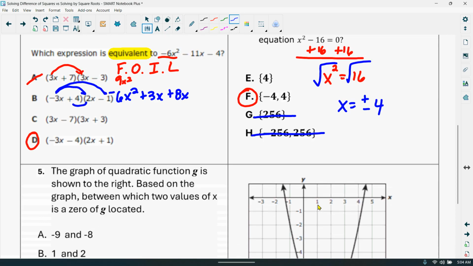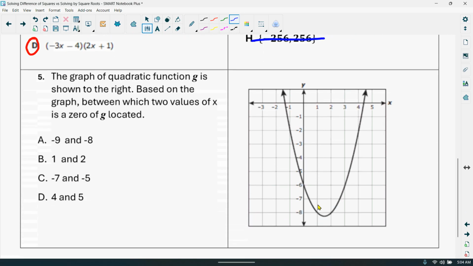All right, and let's do the last one. Read it carefully and see if you can get to the solution using the graph.